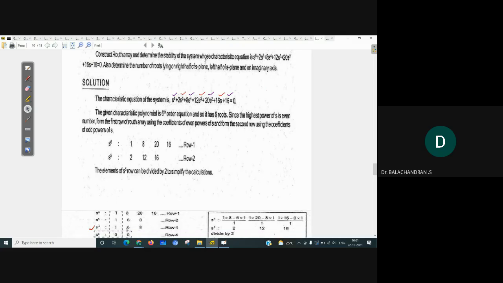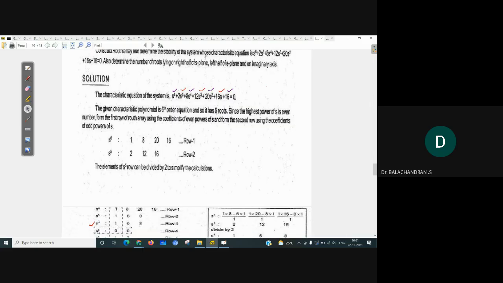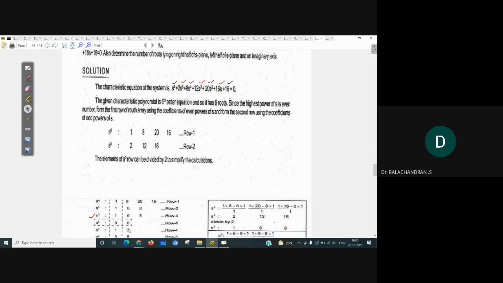Next is the s power 3 row, because the s power 5 and s power 4 rows are the same. If row 2 and row 3 are the same, then the next row should be 0. All the elements are 0. So if all the elements are 0, then you should form the auxiliary equation, because the s power 3 row is 0, 0. Then I need to form the auxiliary equation, that is A.